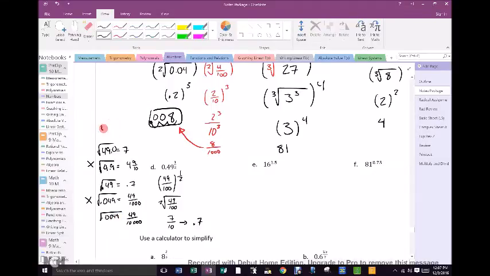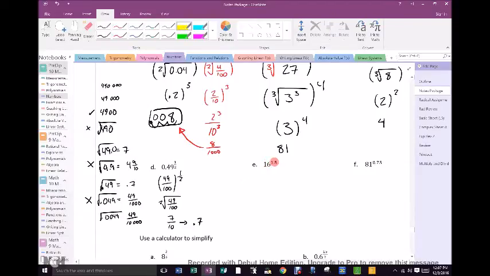So what if I go the other way? Does 490 have a square root? No. Does 4,900? Yes. Does 49,000? No. Does 490,000? Yes. Do you see what I am doing? Okay.